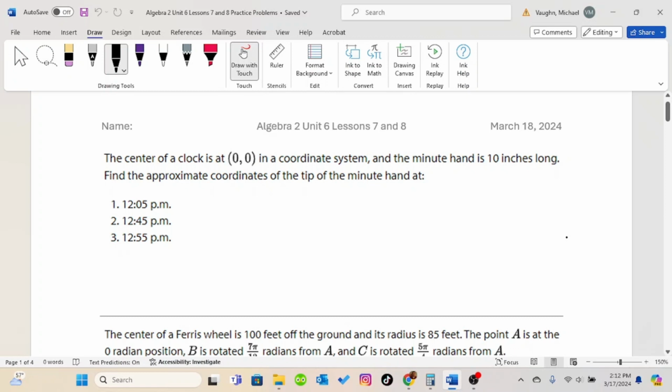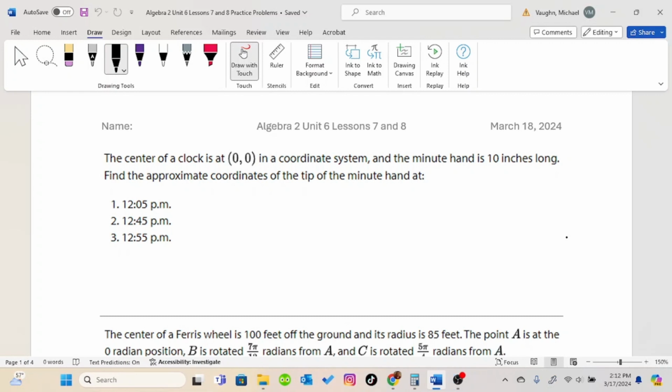Welcome to Algebra 2, Unit 6, Lessons 7 and 8 practice problems. The center of a clock is at 0, 0 in a coordinate system, and the minute hand is 10 inches long. Find the approximate coordinates of the tip of the minute hand at these three times.